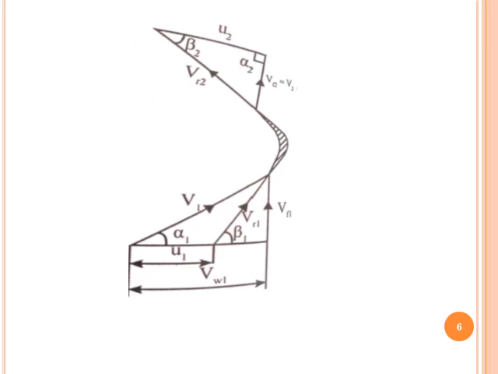This is the velocity triangle for the given conditions, the velocity triangle for the Francis turbine. This one is the inlet velocity triangle, and this one is the outlet velocity triangle. In the outlet velocity triangle, the condition given is that the discharge is radial. The discharge is radial means alpha 2 is equal to 90 degree. So here this alpha 2 is equal to 90 degree.